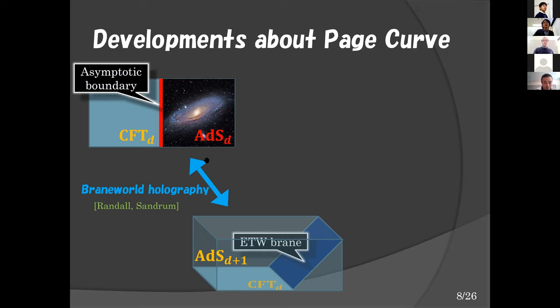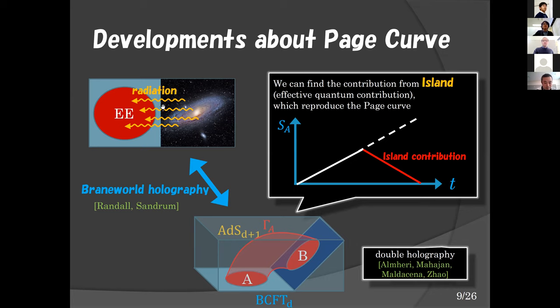In this setup, we can evaluate the entanglement entropy with quantum corrections in the lower-dimensional picture by using the Ryu-Takayanagi formula in the higher-dimensional picture. The entanglement entropy with quantum corrections in the lower-dimensional picture is given by the area of the Ryu-Takayanagi surface. The point is that the Ryu-Takayanagi surface can end on this end-of-the-world brane, and the contribution from this brane is very important, since it leads to the decrease of the entropy like this. Maybe you've already heard this story in other talks in this workshop.